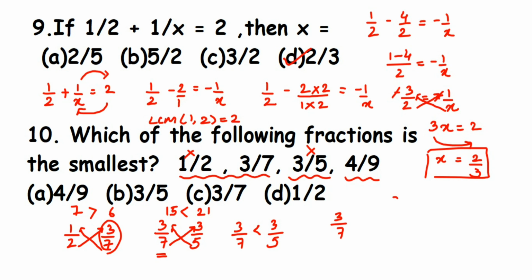Now I'm going to compare 3 by 7, because it's smaller, and the next number, which is 4 by 9. Now 3 by 7 and 4 by 9, again you cross multiply. Okay, so 9 will get multiplied to 3 and 7 will get multiplied to 4. So 9 into 3 is 27, 7 4s are 28. Which one is smaller here? 27 is smaller, right? Which means 3 by 7 is smaller than 4 by 9. So we have compared all of them. 3 by 7 is smaller, which means the answer is option C.